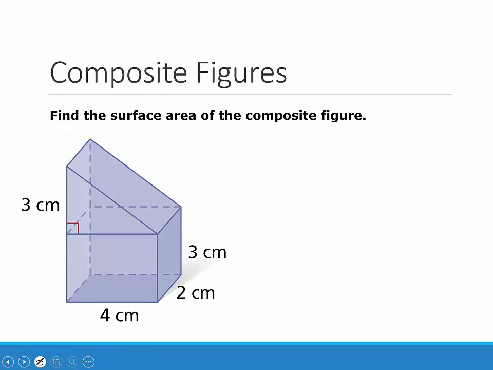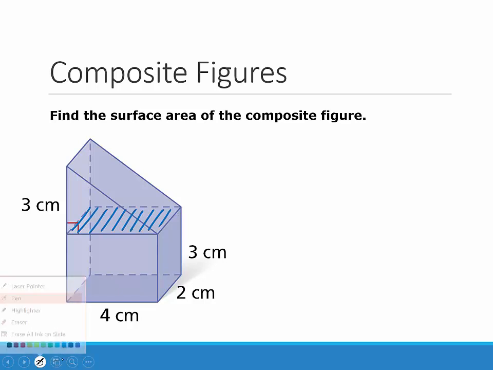Composite figures are when we throw more than one figure on top of another one, and then we have to find the surface area of that. The thing that makes this difficult is that this is one shape. When we find the surface area, we're going to find the surface area of this part twice, so we have to subtract that out once.